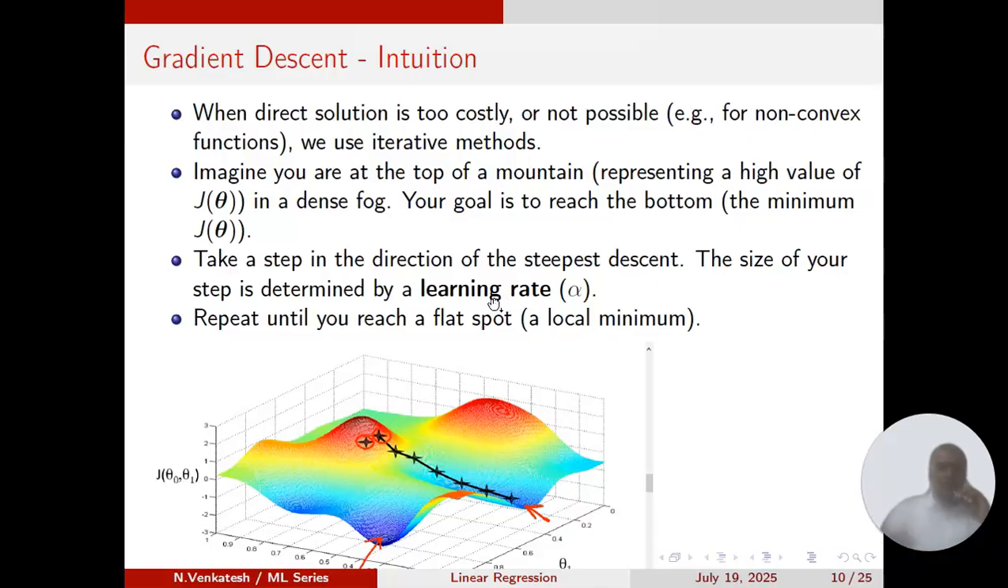How big a step you take is decided by a parameter called the learning rate, that lies between 0 and 1. Let us consider an example. Suppose you are initially at this part, and you move in the direction of the steepest descent, and you continue, and it will end up here.